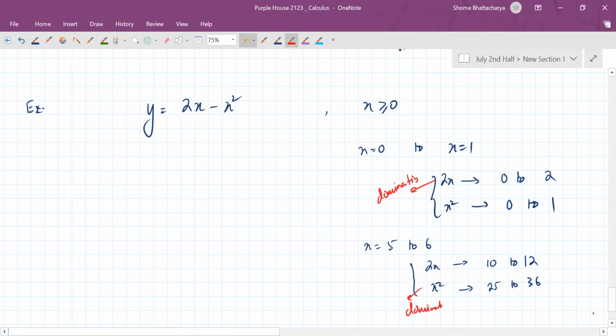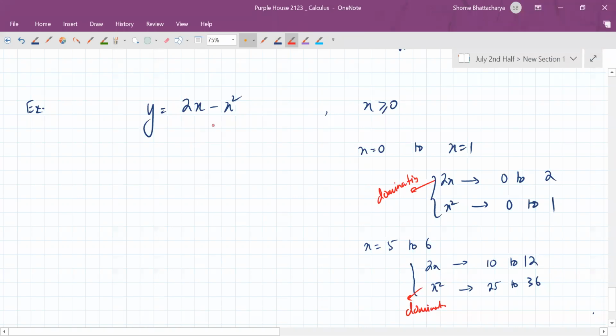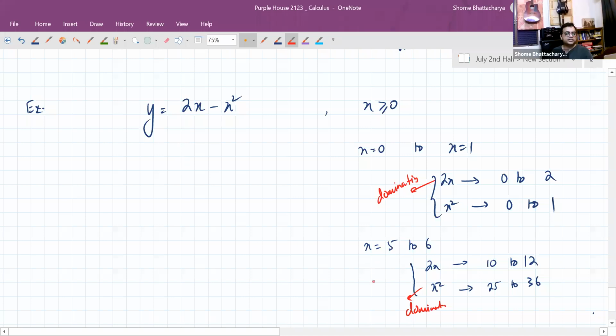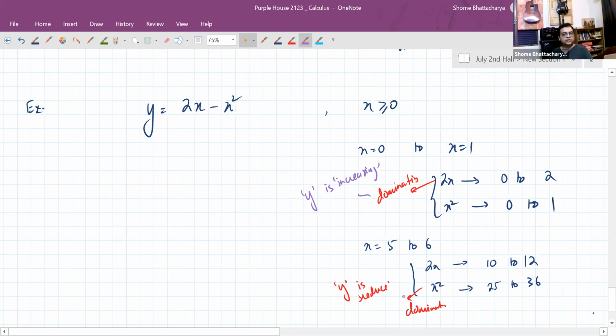Now x square comes with a negative sign in the function, so it starts reducing the value of y. As you're going from 5 to 6, the value of y will reduce because the x square term has increased by a huge amount. But as you're going from 0 to 1, the value of y would increase, because the term with the plus sign, 2x, is dominating.